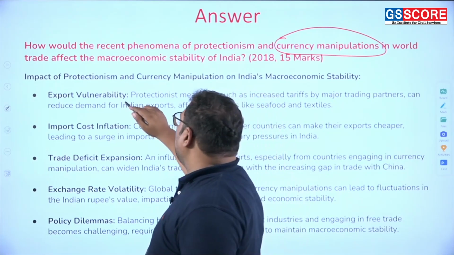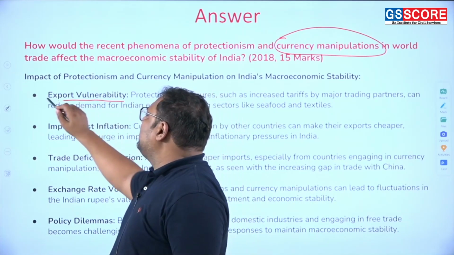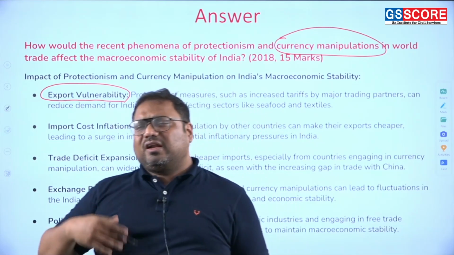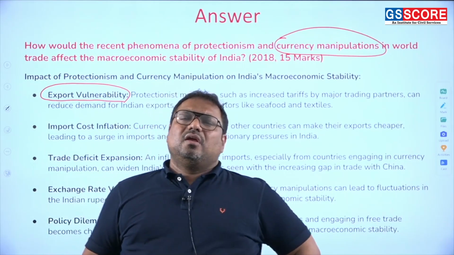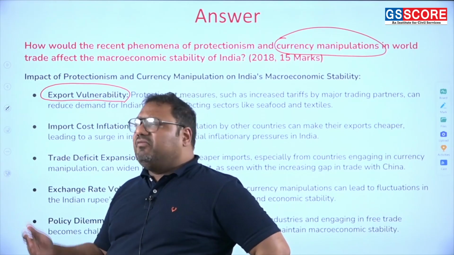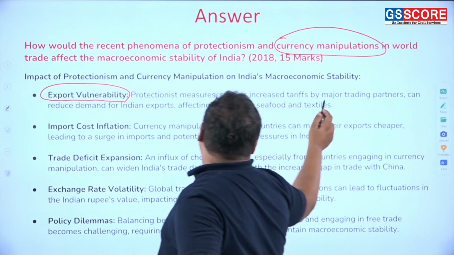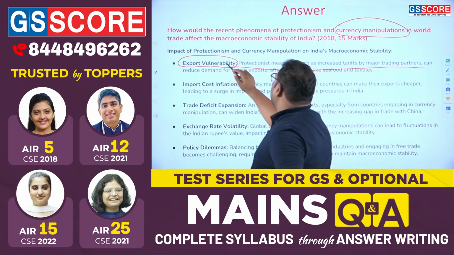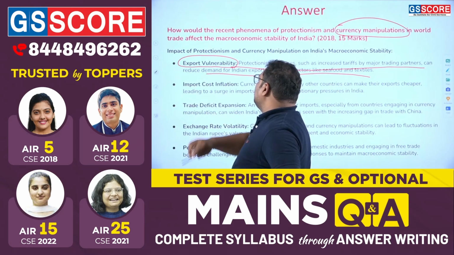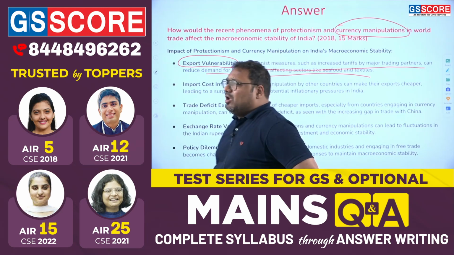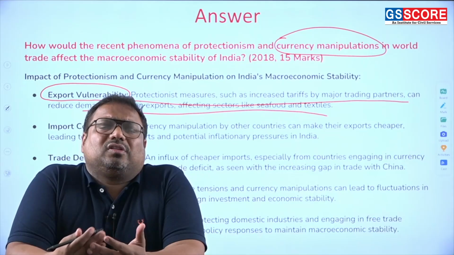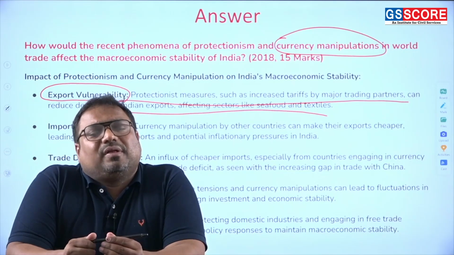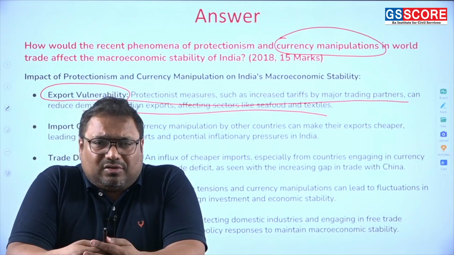So first of all, export vulnerability means if there is protectionism, then it will negatively affect India's exports, and that way we will be in a very compromised, very weaker position. So American tariffs affected India significantly, particularly when they removed GSP. On the other hand, because worldwide there was protectionism, things became expensive. That also led to inflation.